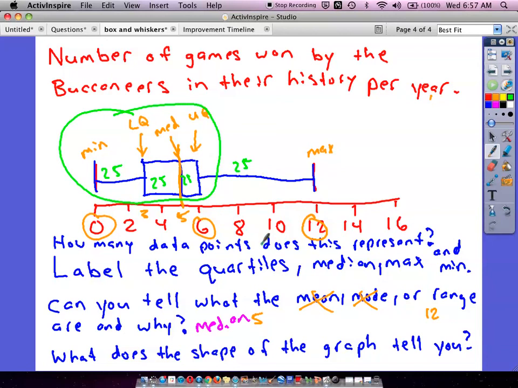Hopefully all this clears up box and whisker plots. Again, don't worry about the quartiles so much right now because later on in this unit, you will be actually finding the quartiles.